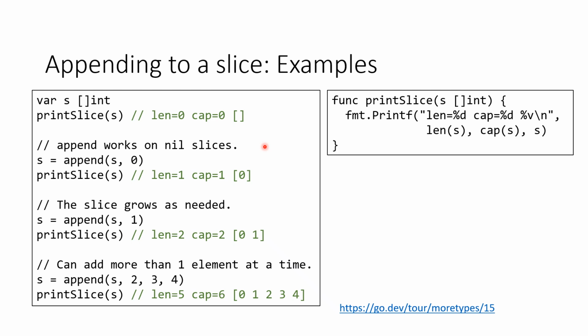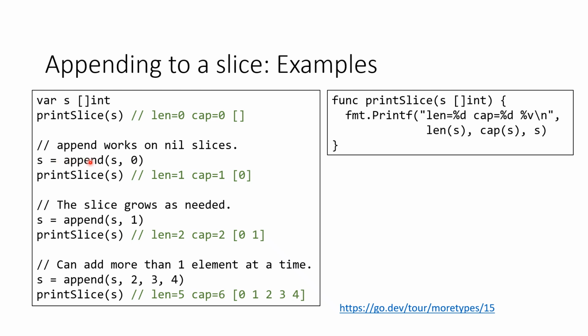This code fragment shows examples of appending to a slice. It starts with declaring variable s as a slice of type int. So s is a nil slice initially. Then it displays the content of slice s along with its length and capacity by calling the printSlice function, which is defined here.